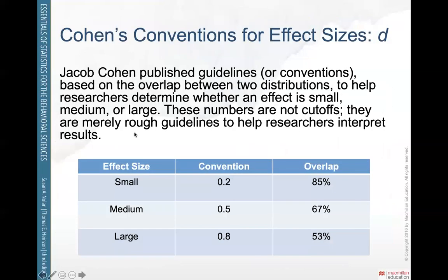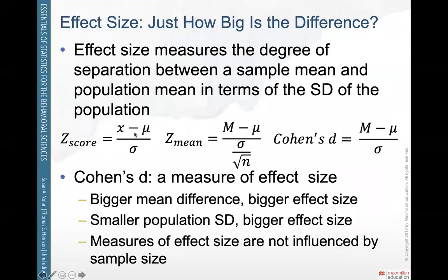So I want us to remember what we're contrasting here. We're contrasting this formula right here, z mean, where we're looking at how sample size, please notice this is sample size, how does sample size influence the overall value of the z mean? Contrasting it with Cohen's d, where you notice there is no sample size in the denominator.